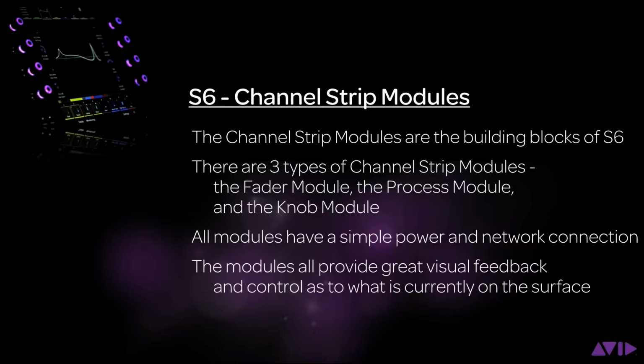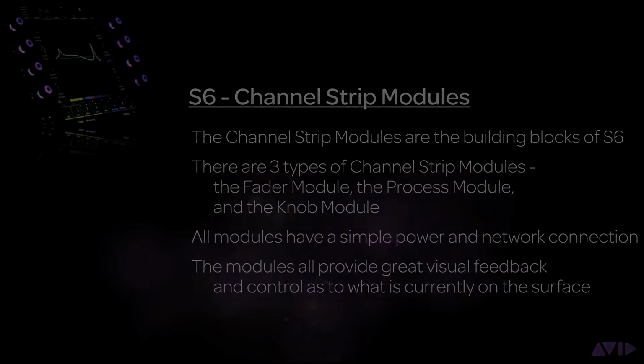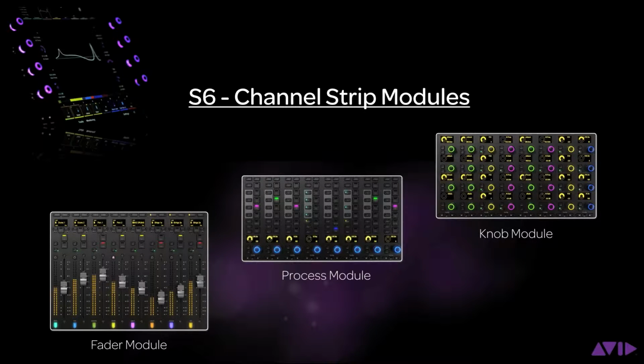In this video, I'll be taking you through the different S6 channel strip modules and how they operate. The first thing we should look at is what modules are available and how they are connected to the system. There are three different types of surface modules: the fader module, the process module, and the knob module.